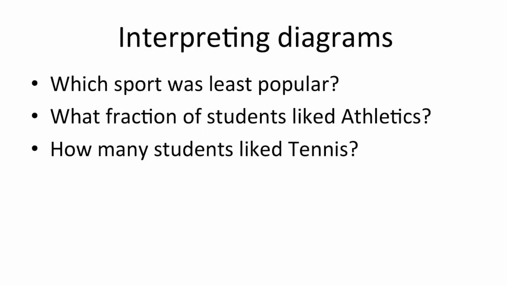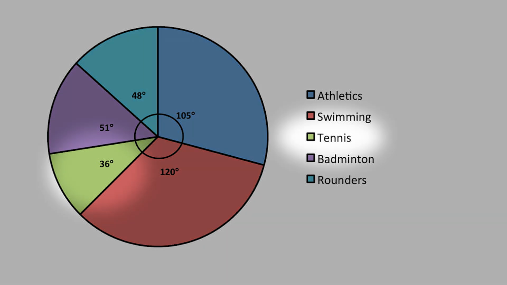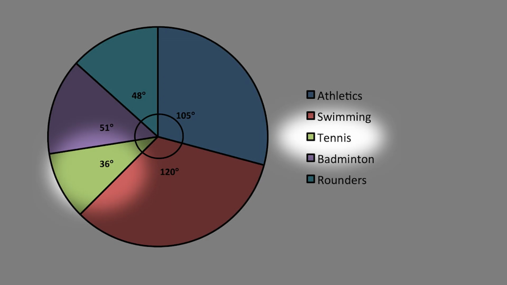What they're asking us is which sport was the least popular, what fraction of students liked athletics, and how many students liked tennis. If we take a look back, which sport was the least popular? Well, we look back at which one has the smallest sector within that pie chart. And the smallest one here is that green one, which represents tennis. So therefore, tennis would be our least popular sport.